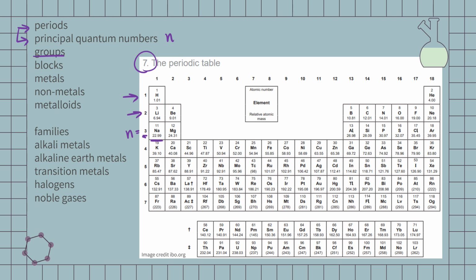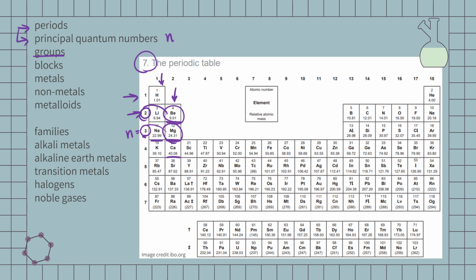Groups are going to be these columns here. Kind of cool about all the elements in the same column or group is that they have the same number of valence electrons. Beryllium has 2 valence electrons, magnesium has 2, calcium has 2. Beryllium's 2 valence electrons are in energy level number 2. Magnesium's 2 valence electrons are in energy level number 3.